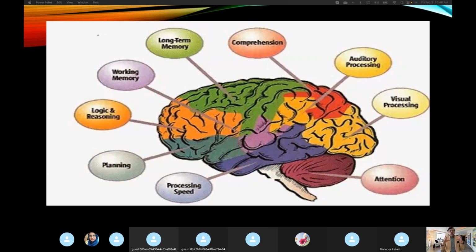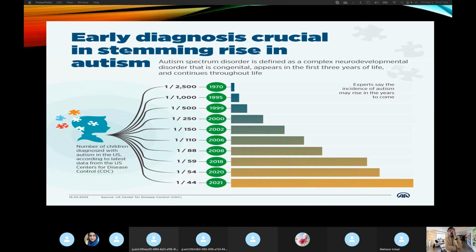So autism affects the whole of the brain, and then there is a problem in attention because of processing in the midbrain. Visual processing is compromised, affecting the occipital lobes. Auditory processing can be compromised because of the temporal lobe involvement. Comprehension is jeopardized because of the temporal lobe involvement. Long-term memory can be affected. Working memory can be affected. Logical reasoning, all because of the limbic system. And planning may be compromised. Processing speed can be compromised. So they say that autism is on the rise.